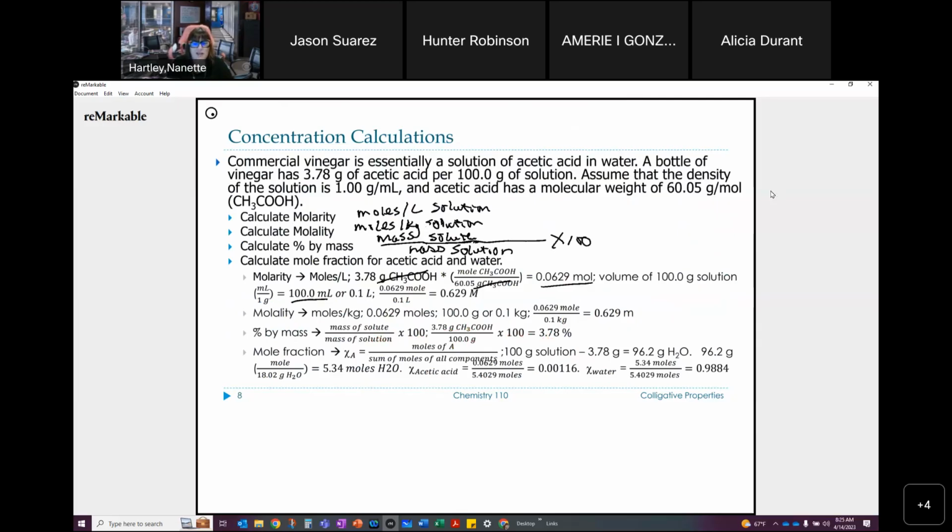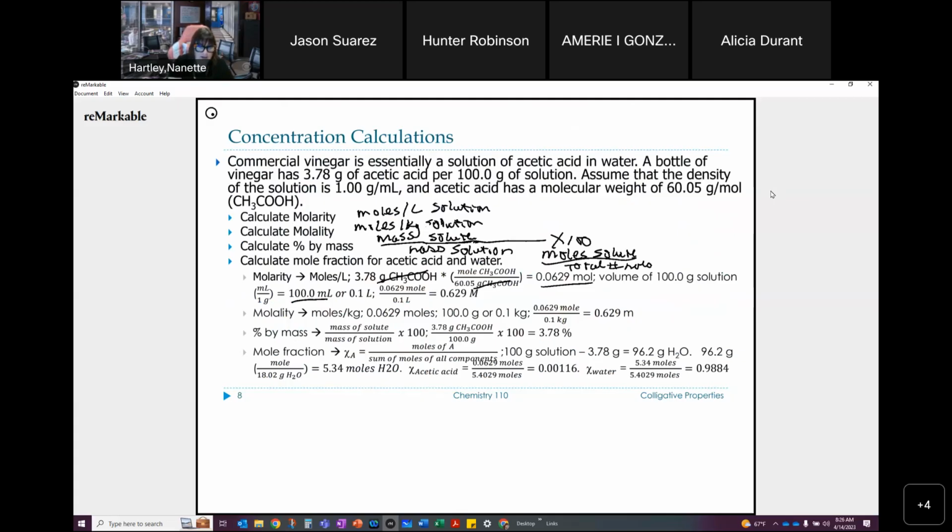And the last thing that I want to be able to calculate is a mole fraction. Remember that my mole fraction is the moles of the solute divided by the total number of moles. This is not a percentage, so it's not multiplied by 100. It is a fraction, so we want it to be less than 1. If it comes out over 1, then there's a problem, because it should be less than 1.